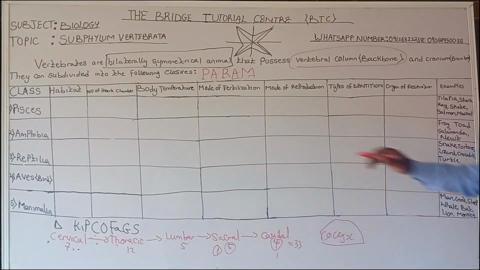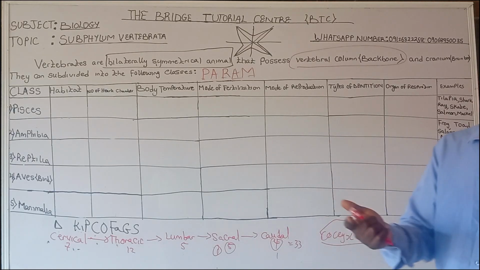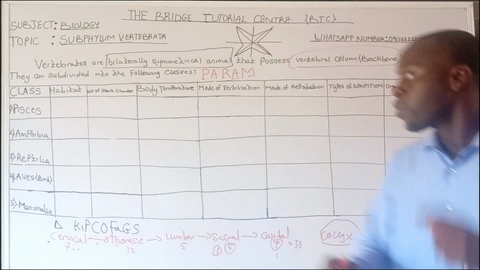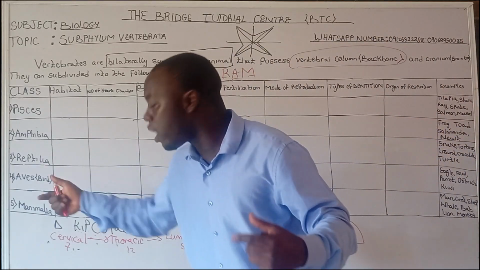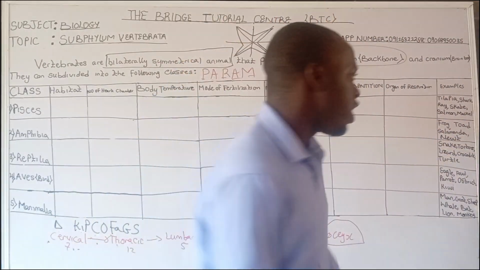You have the next one, which is reptilia. Reptilia includes something like snake, tortoise, lizard, crocodile, turtle, etc. We have the next one, which is the Aves, or you can say the birds. You all know that the special characteristic of that one is the presence of feather. They are also referred to as glorified reptiles. That is a reptile that can fly. Okay?